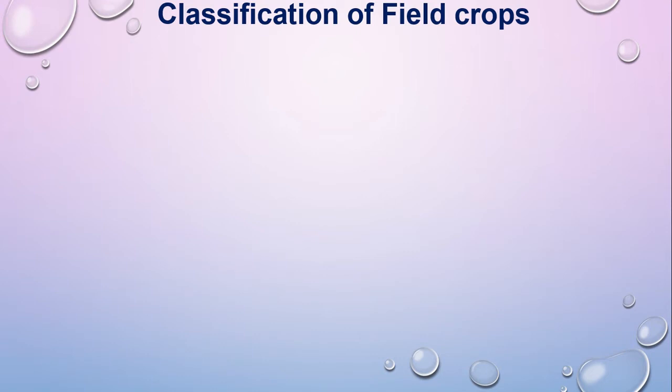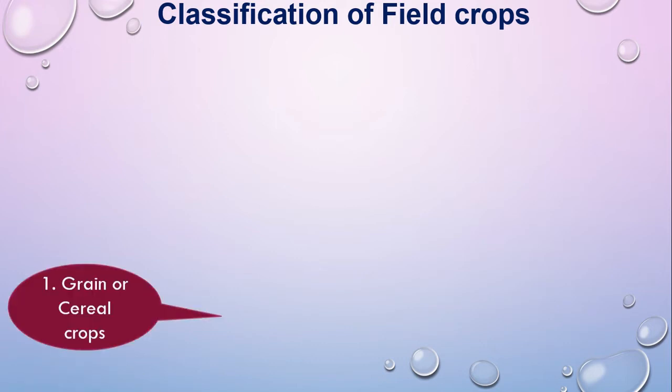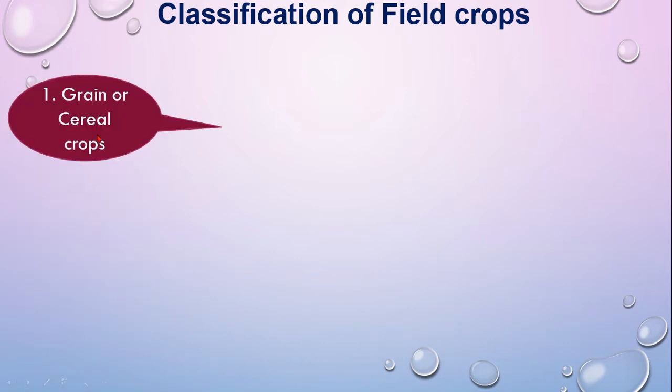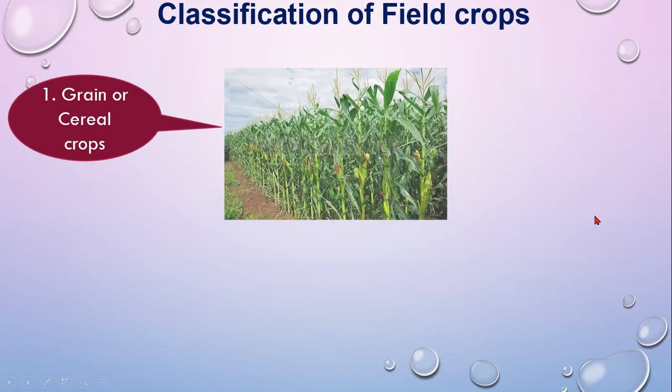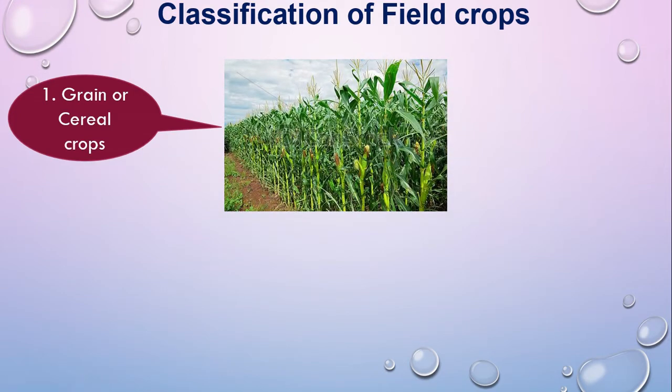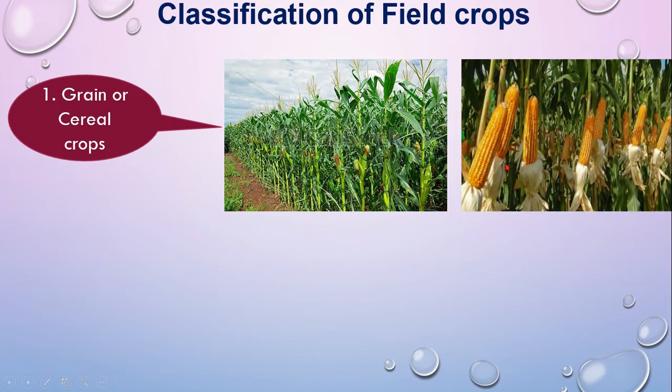Now the classification of field crops. So what will be the classification of field crop? First one is grain or cereal crops. So what is the example of grain and cereal crops? Like rice, wheat, maize. This is the example of maize crop, and this is the product of maize crops. That means this is called grain or cereal crops.